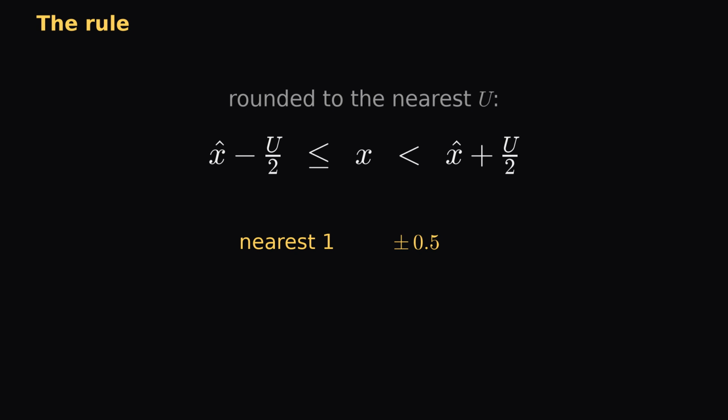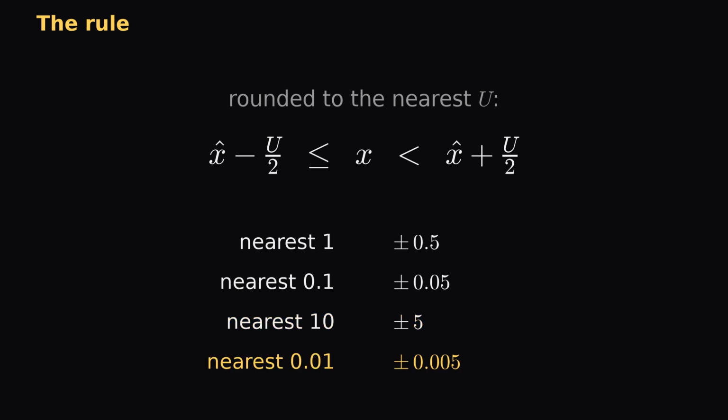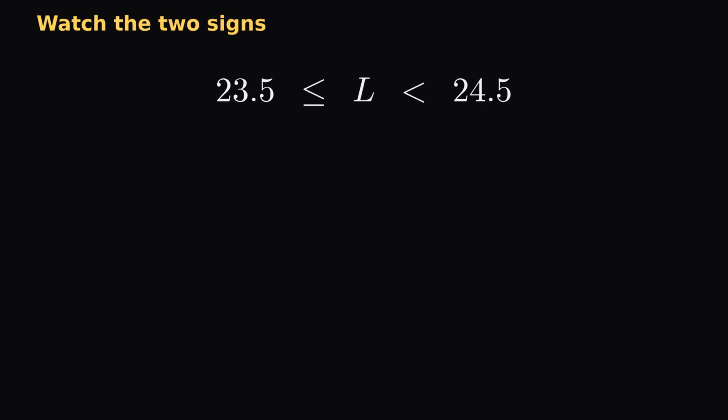Nearest one, plus or minus 0.5. Nearest tenth, plus or minus 0.05. Nearest 10, plus or minus 5. Nearest hundredth, plus or minus 0.005. And notice the two different signs. The lower bound is included. The upper bound is not.